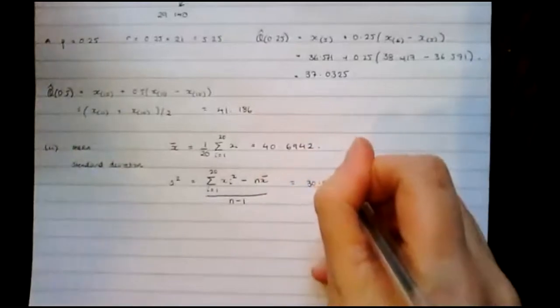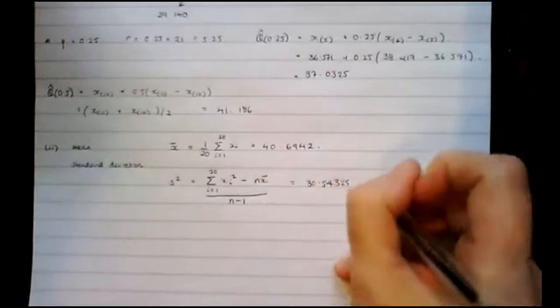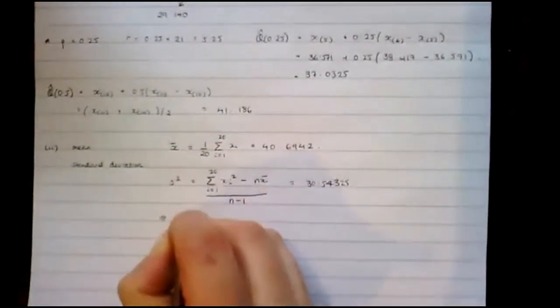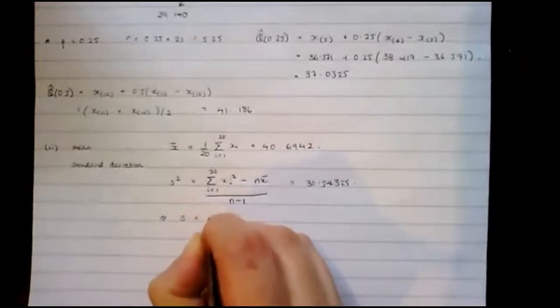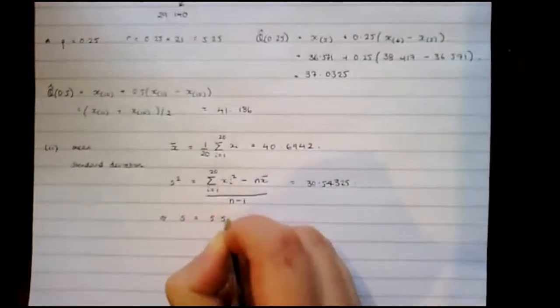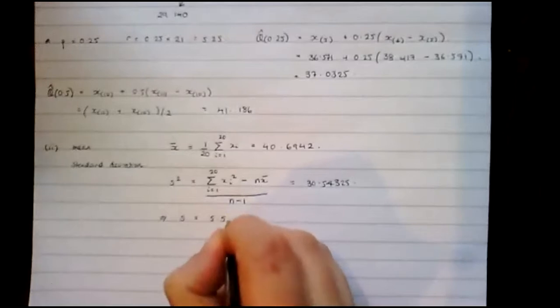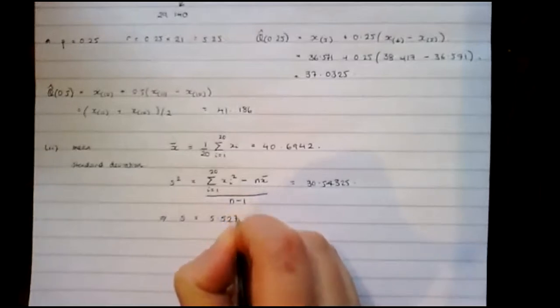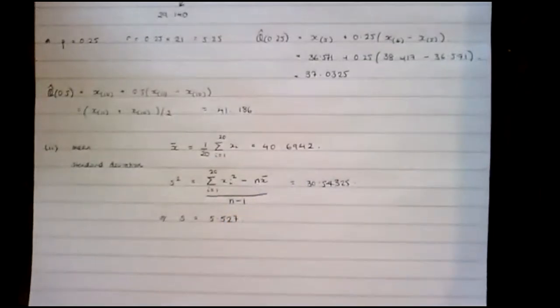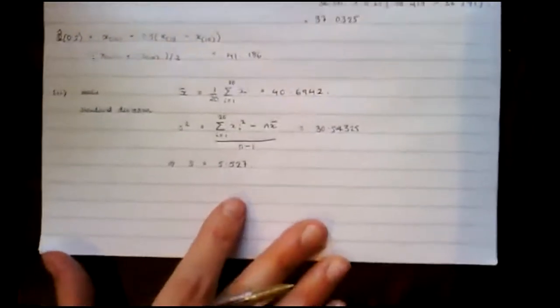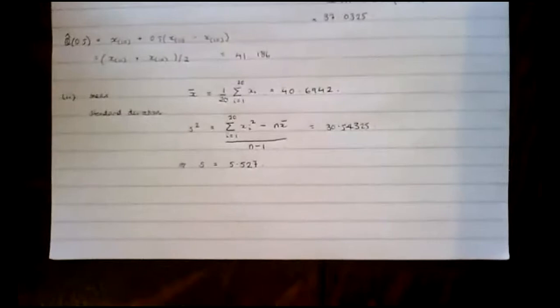Oh yeah, 325. And we need to take the square root of it to get the standard deviation, because we were asked for S, not S squared. And we end up with a standard deviation of around 5.52 something, 27, etc. It's going to be slightly different depending on how many decimal points you round it to. We should be getting fairly good at calculating means and standard deviation.